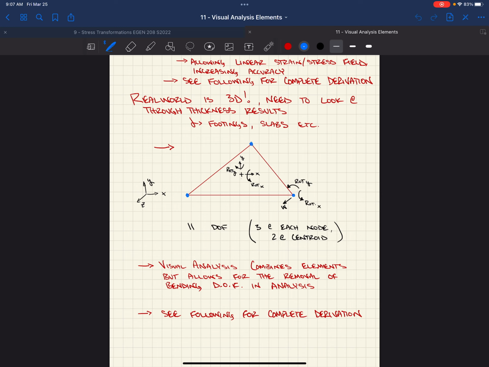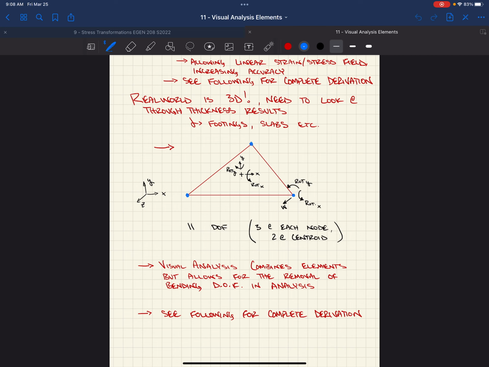And so in VA, I'll show you next week, when you analyze a model, you can check a box which says, I'm only going to look at in plane, membrane action only. And what does that do? Well, it gets rid of the ability for Visual Analysis to calculate anything like this. What it also does is limit your ability to load the plate out of plane. You might get an error if you loaded it out of plane. What does that do? Well, it can simplify our analysis.